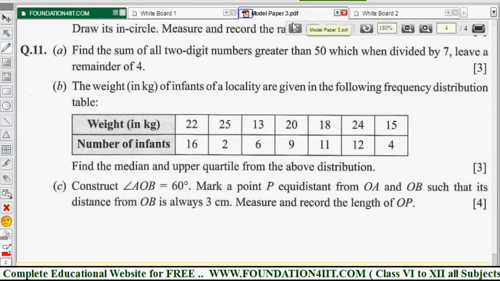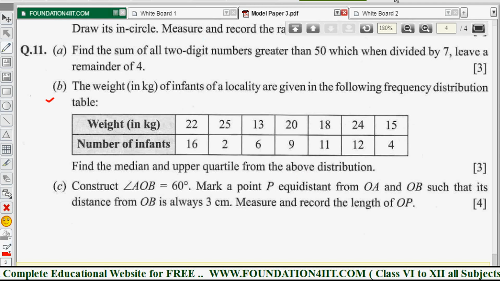And so the next question, this one is from median. The weight in kg of infants of a locality are given in the following frequency distribution table. Weight in kg and number of infants: 22 kg, there are 16; 25 kg is 2; 13 kg is 6; and 20 kg is 9. So this is not in order. 20, 25, it decreases, increases again, decreases. So we should arrange xi in ascending order and prepare the table. From the table you can find out the median and upper quartile of the above distribution.